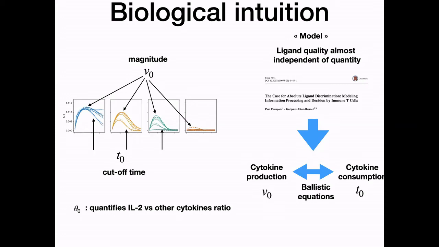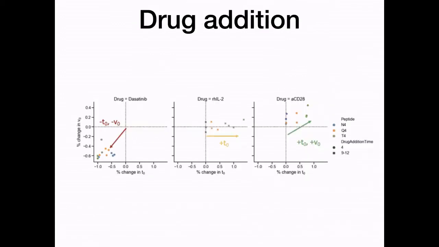Now one question we had is that we always see in our data that V0 and T0 are proportional, that the strength of the immune response is proportional to its cutoff time. Can we try to break this correlation? We already know that the slope of the correlation depends on the number of cells, but what we would really like to do is vary one independently of the other. For this, we use drugs.